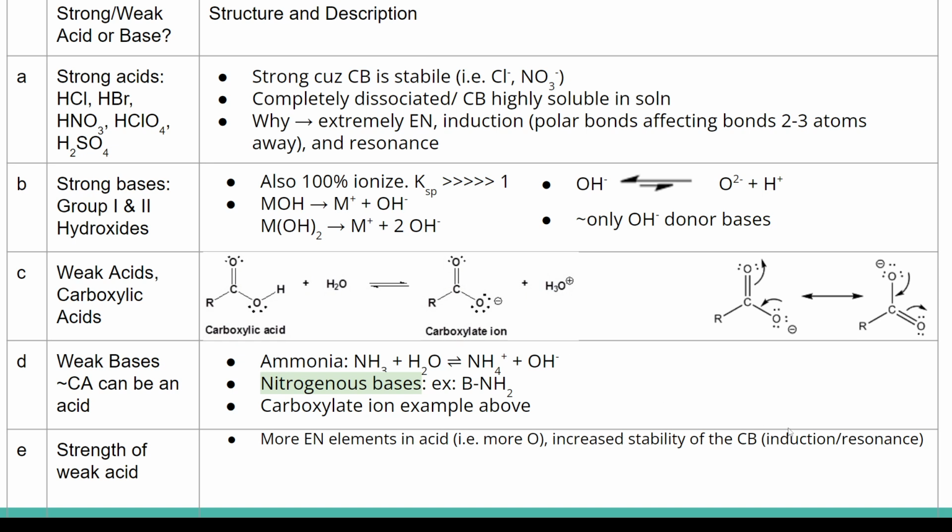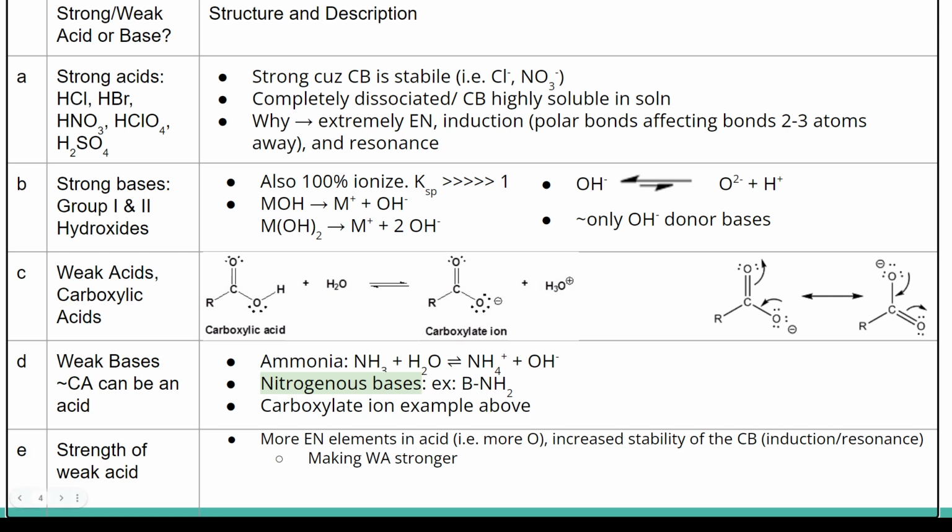And so the stability of the conjugate base is based off induction, which is again the polar bonds affecting bonds that are like 2 to 3 atoms away, and then resonance because the electrons can be moving around. So because the conjugate base is stable, that means it does not want to go back to being an acid because it wants to stay as its conjugate base. And so the weak acid is stronger if you have more of those electronegative atoms. So an example of this is HBrO blank.